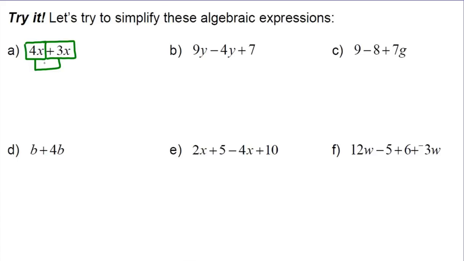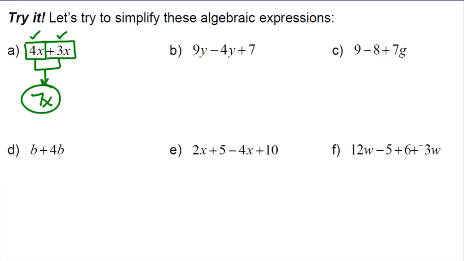So how do I combine them? I just pay attention to the operations that are going on in these boxes. I have 4 x's in this first box, and I'm adding 3 x's in the second box. So 4 x's plus 3 x's give me a total of 7 x's, and that's simplified. 4x plus 3x is 7x. So now that's a much simpler way to write that. I've gone from 2 terms down to 1 term. That's a simpler version. These are equivalent expressions.